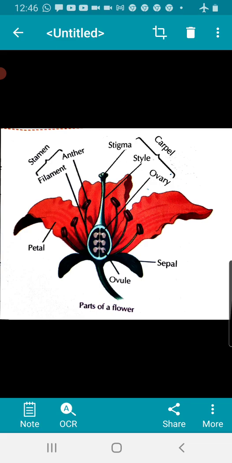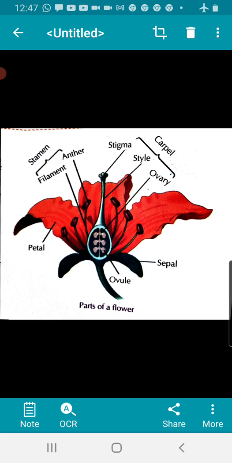And then comes the stamen. The stamens are the male reproductive organ of the plant. And then the pistil. The pistil is the female reproductive part of the flower. A flower having either male or female reproductive parts is called unisexual. It means a flower contains only one part; if only the male part is there, then it is called a unisexual flower. And if a flower contains both male and female parts, then it is called a bisexual flower.